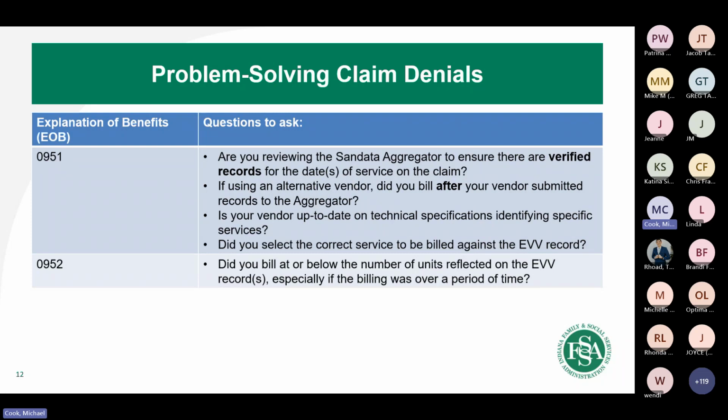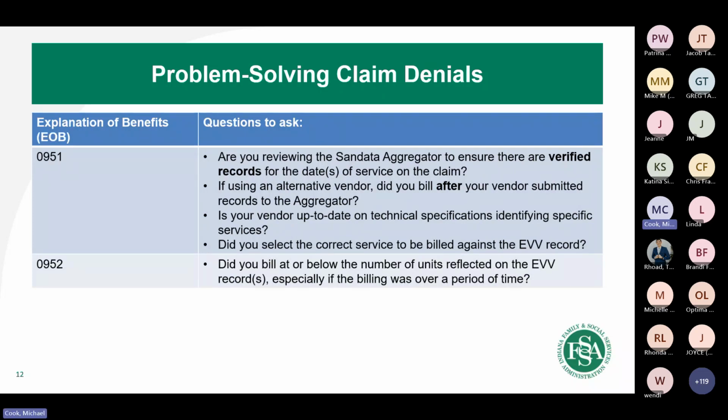Some questions you need to ask yourself if you're seeing 951. Are you reviewing the SAN data aggregator to ensure that there are verified records for the date or dates of service on the claim? If you're using an alternative vendor, did you bill after the vendor submitted the records to the aggregator? Is your vendor up to date on the technical specifications identifying the specific services? Did you select the correct service to be billed against the EVV record? We'll look at some of these in a little bit more detail in just a minute.